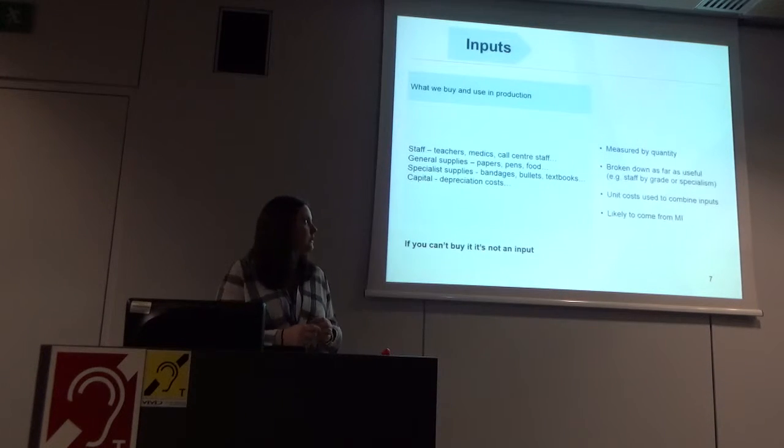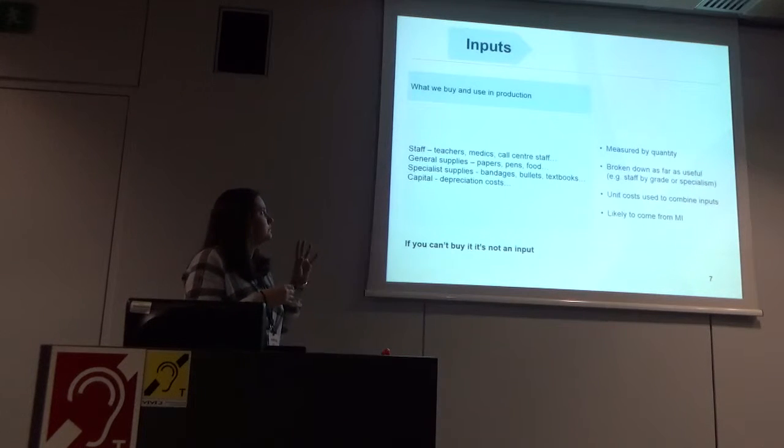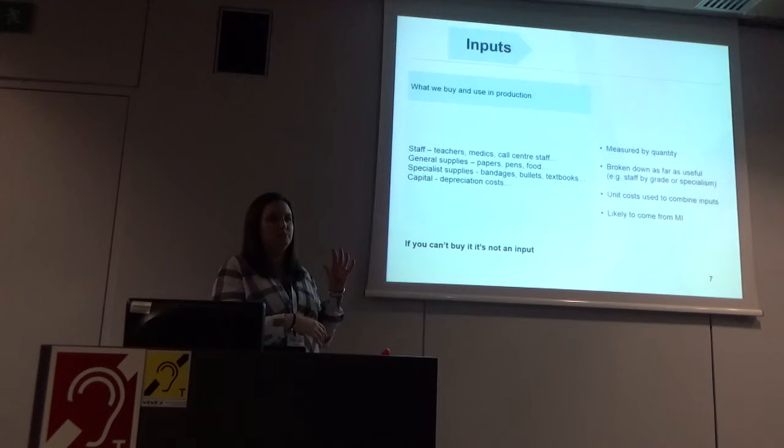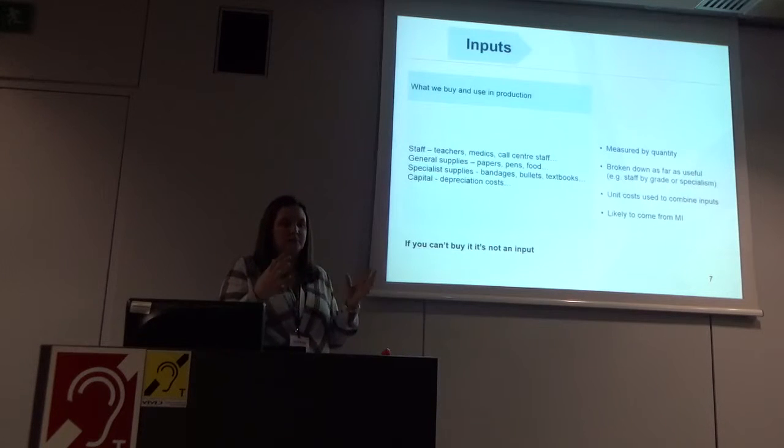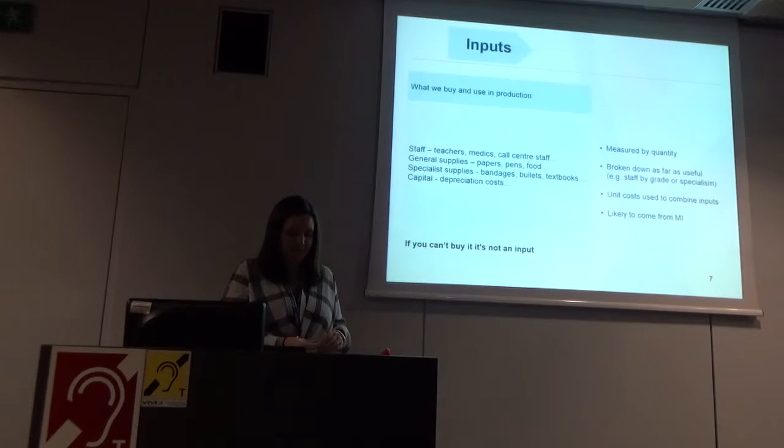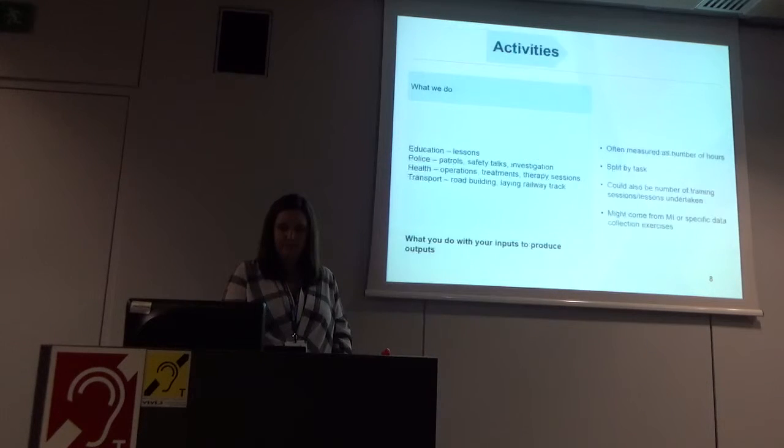The key for us in terms of measurement of inputs is that we're looking for a quantity measure, not just an amount of spend. We're looking for the volume of inputs that have been purchased. We'd still need the spending data, because that is used to weight together. If you want a measure of total input, you need a way to weight together the staff, the intermediate consumption and the capital, and that's done with cost data. So you're likely to have plenty of MI about those sorts of things to look at to start with.